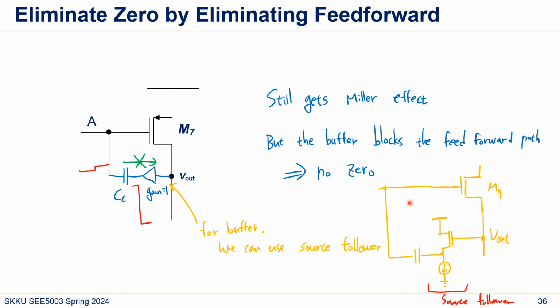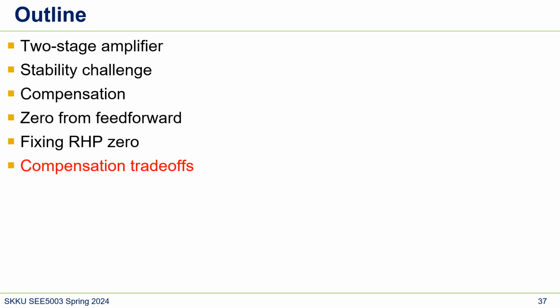But this method is not that effective because it's difficult for low voltage design, due to the MOSFET operation region. But anyway, this is also an interesting way to eliminate the zero by adding a one-directional buffer. Next, we'll talk about compensation trade-offs.